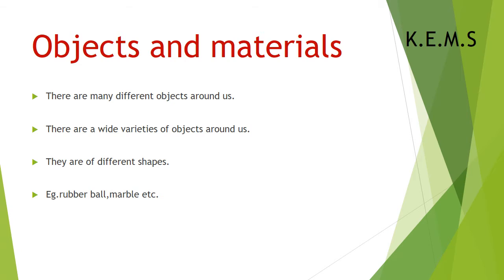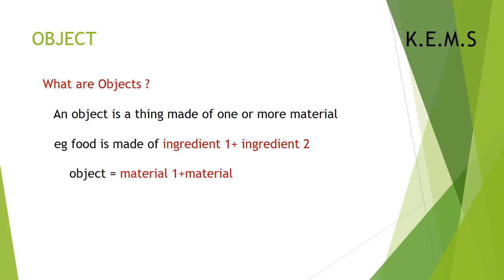There are many different objects around us. There are a wide variety of objects around us, and they are of different shapes also. Example, a rubber ball. A rubber ball is round. Marble, the marble floor is there. You can see the tiles. What is the shape? So a different variety of objects are there, and they are of different kinds of shapes. Is it clear?